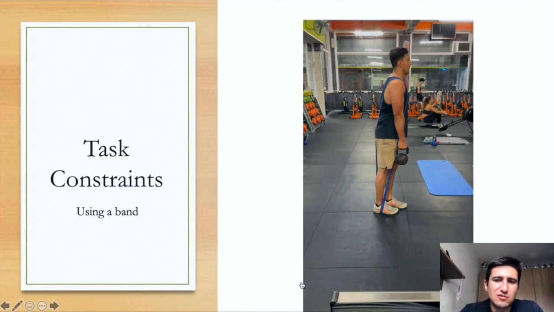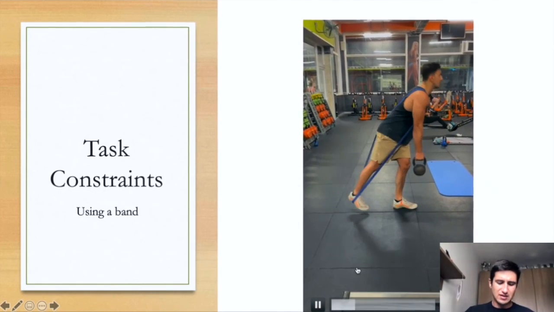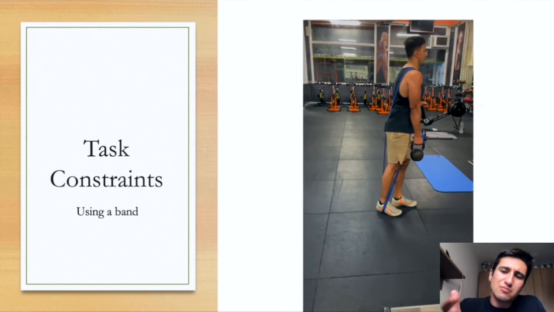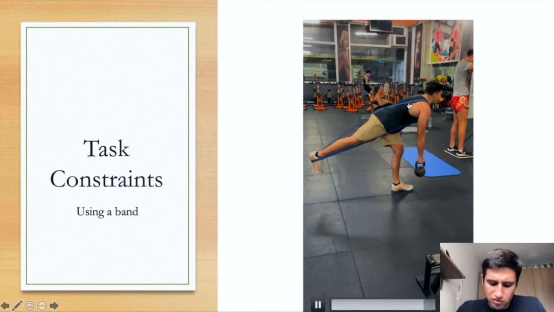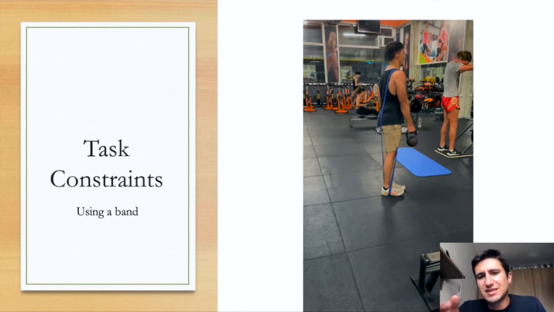Another way of using task constraints is using a band wrapped around the shoulder and the leg of the athlete. Now this is one of my athletes performing the single leg hip hinge using the band, and he's performing it very well. When we weren't using this band, his knee was staying bent and he was using his spine a lot to perform the movement. The most important cue when using this form of task constraint is to tell the athlete to kick back through the heel against the band to keep the band straight.